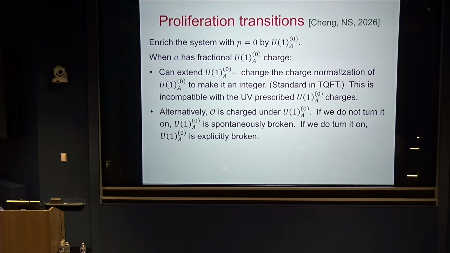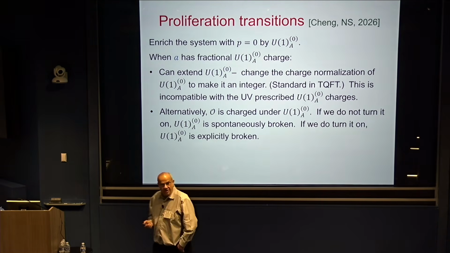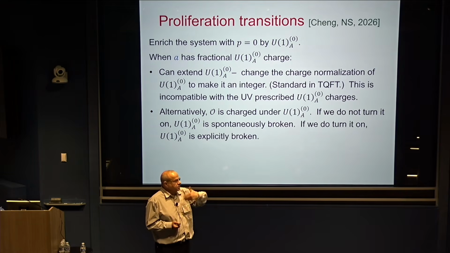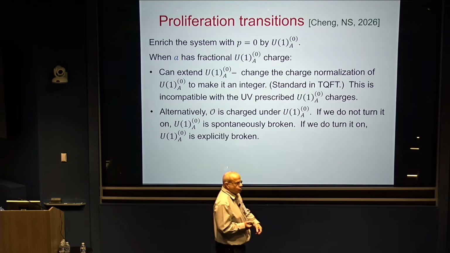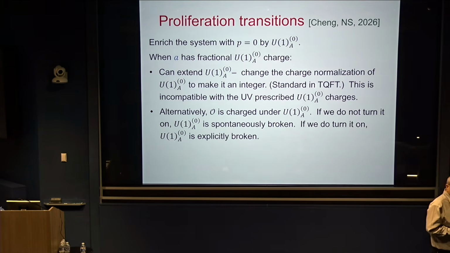Alternatively, the operator O is charged under that symmetry, and then we had these two options. Either we turn it on in the Lagrangian and explicitly break the symmetry, and if not, the symmetry is spontaneously broken. And in this case, this happens to U1A. So again, in the example Senthil described earlier, there was a global U1 symmetry because it existed there microscopically, and his TQFT was enriched by that U1, and that U1 was spontaneously broken, leading to a superconductor.